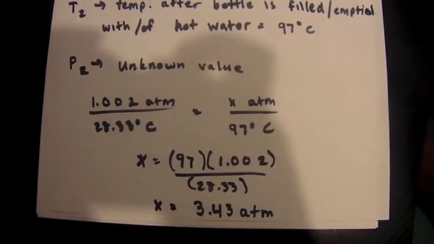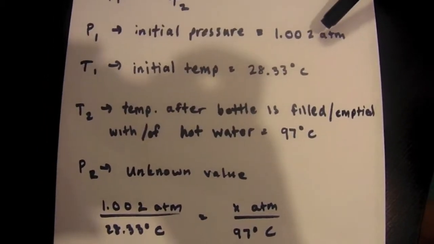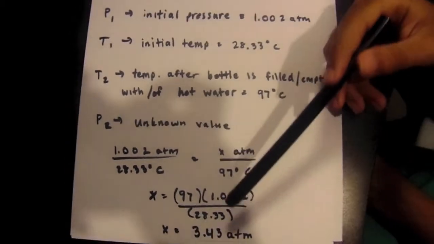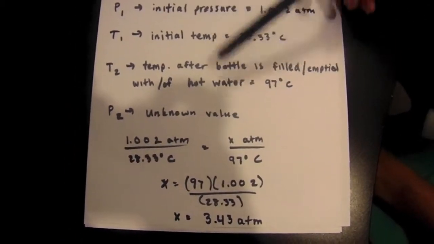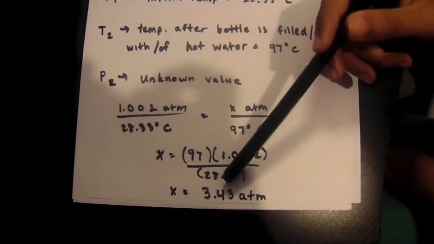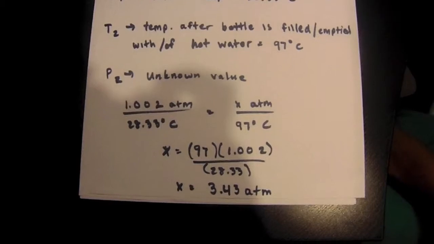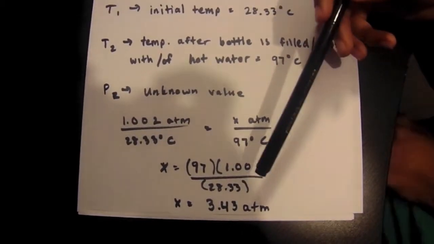So if we compare that to our initial pressure, we had an initial pressure of 1.002 atmospheres, and it went all the way up to 3.43 atmospheres. So as we saw in our experiment, the bottle sucked up water so that it could reach the outside pressure of 1.002 from 3.43.